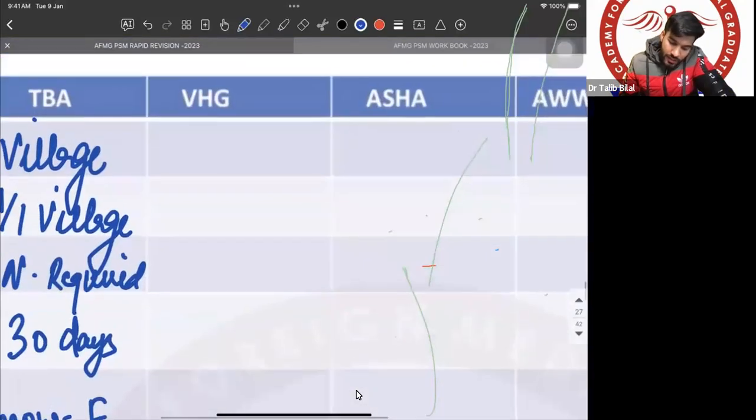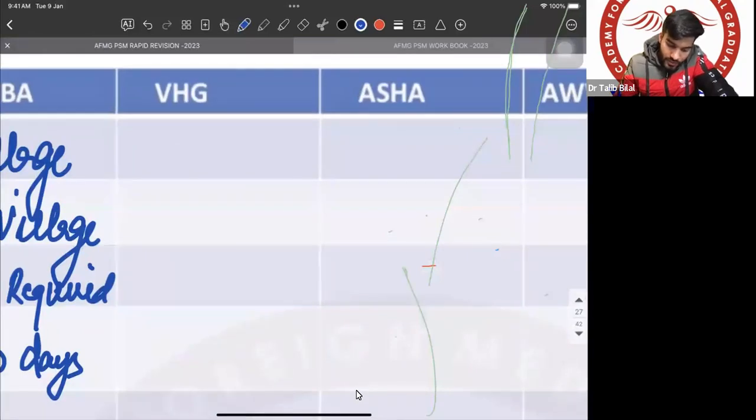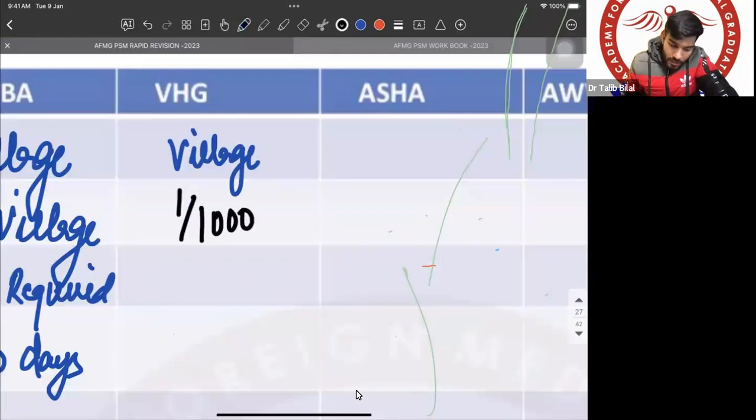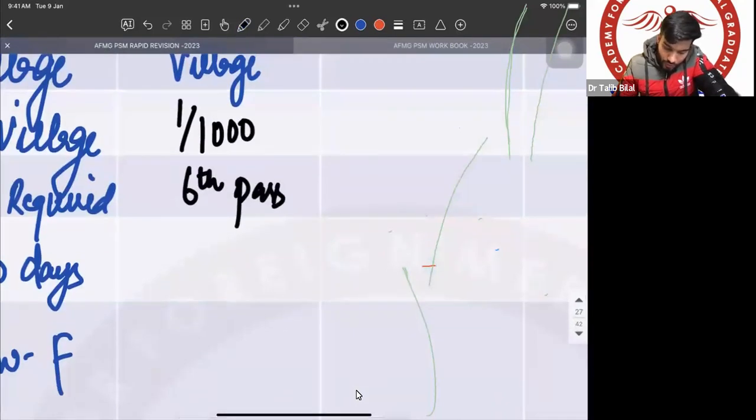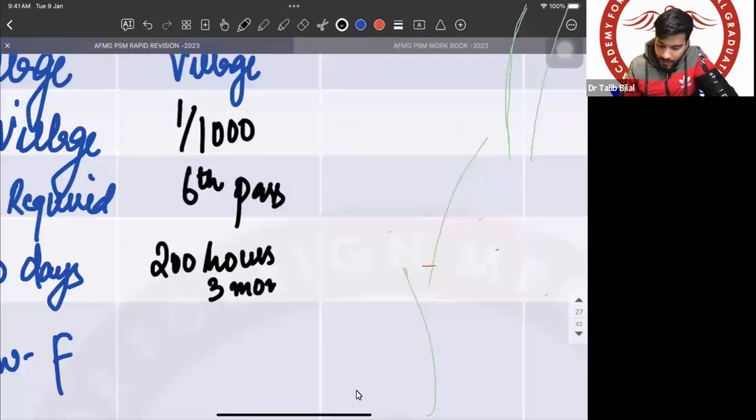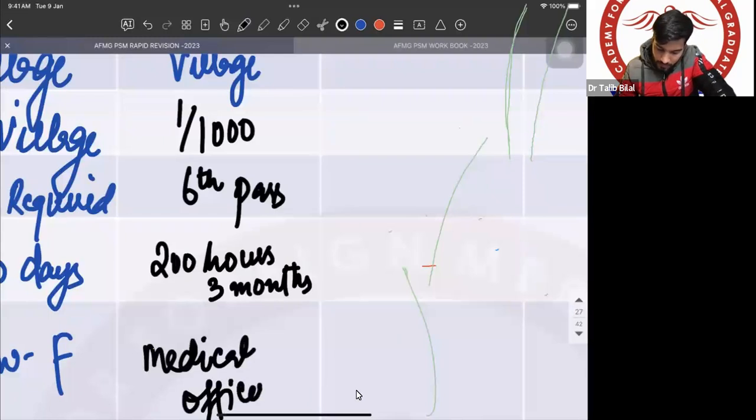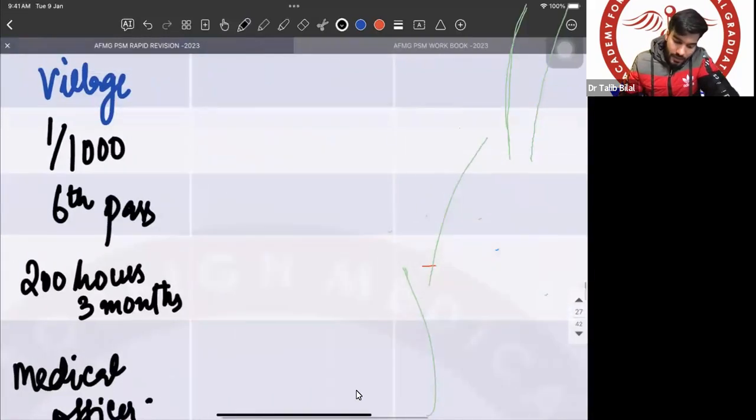Then if I talk about the village health guide, guys, the location is also village. It's 1 per 1,000. The education you should have is 6th pass. And the training she has is 200 hours. How many hours of training does she need? 200 hours, or how many months, guys? 3 months. And she is trained by the medical officer. Who is the medical officer? Simple MBBS. Then, guys, Asha.